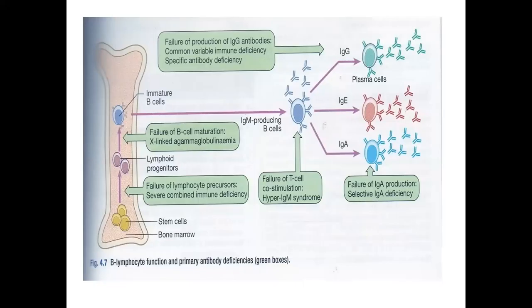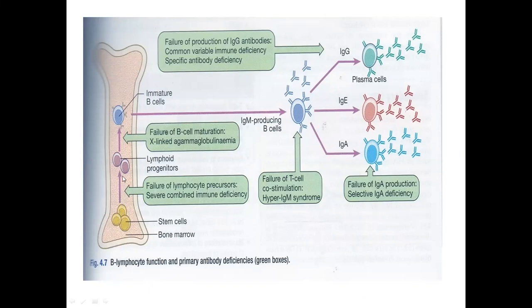This picture summarizes to you B lymphocyte function and the primary antibody deficiency. Here we are talking about antibodies and B cells. This is the bone marrow. You have the stem cells.